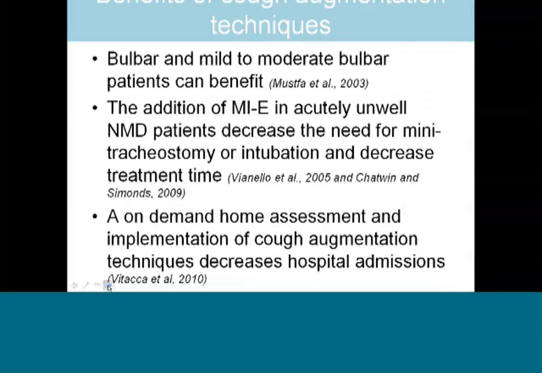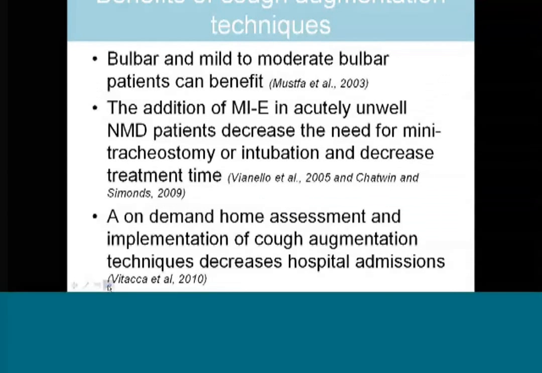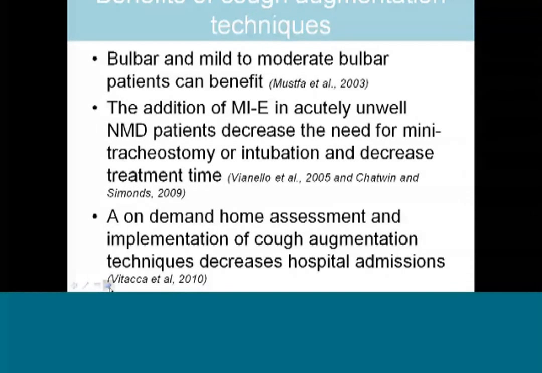I often get asked whether it's actually worth teaching people with bulbar weakness cough augmentation techniques. And in my clinical practice, I find that this is appropriate. You should always try and see which cough augmentation technique works. And there is some evidence in mild to moderate bulbar patients that they benefit and that there are changes in peak cough flow for these patients, but it's not as great as an age-matched non-bulbar group.